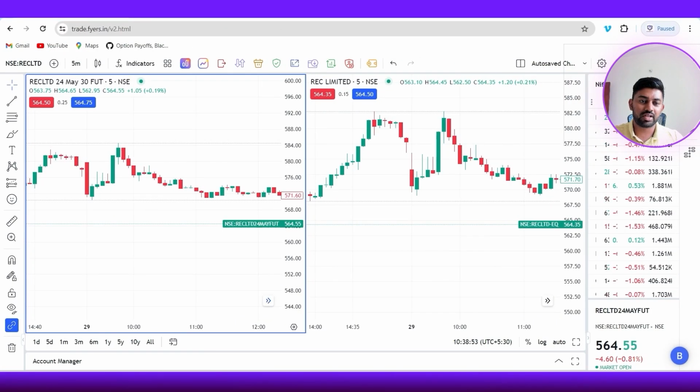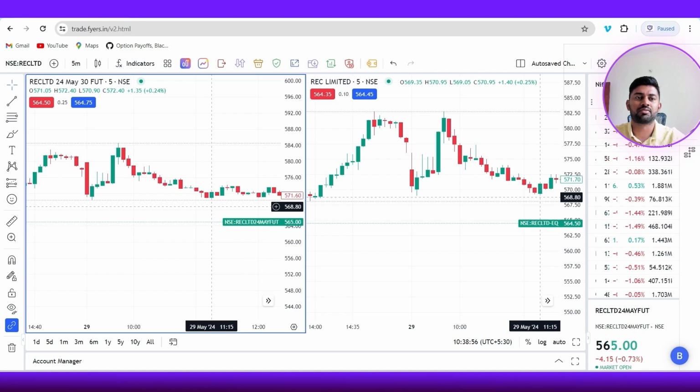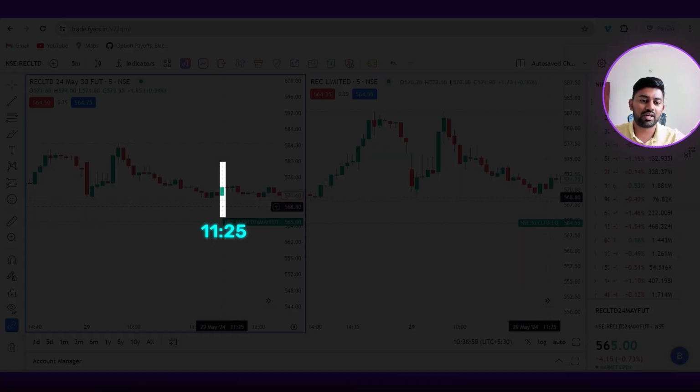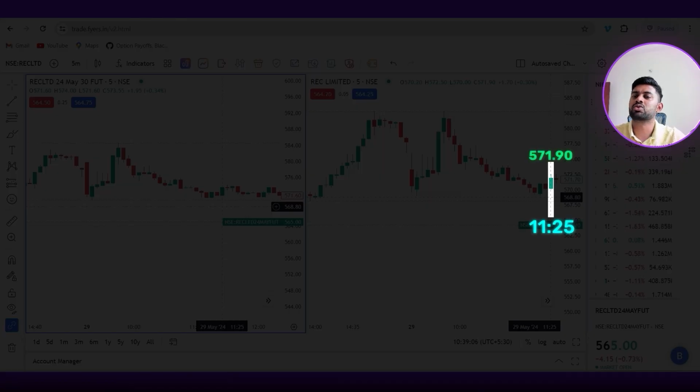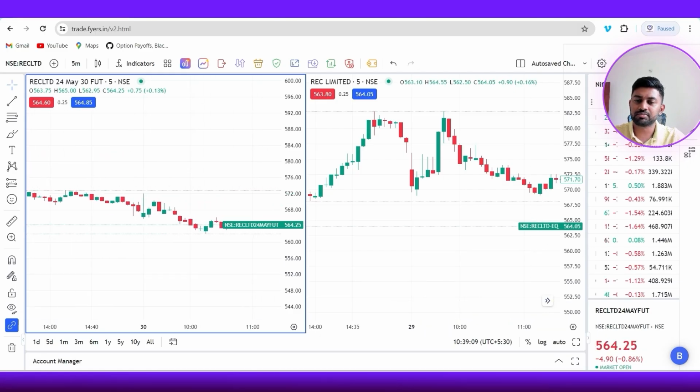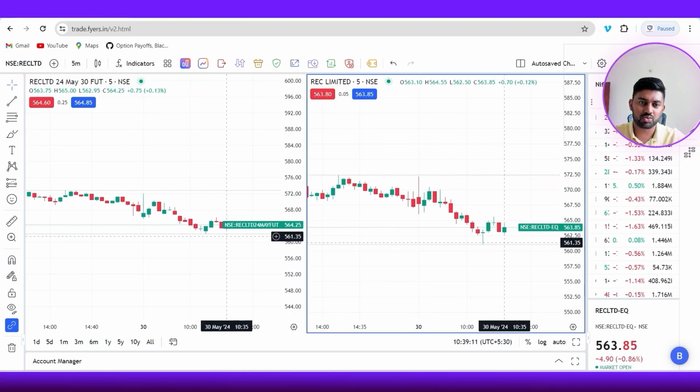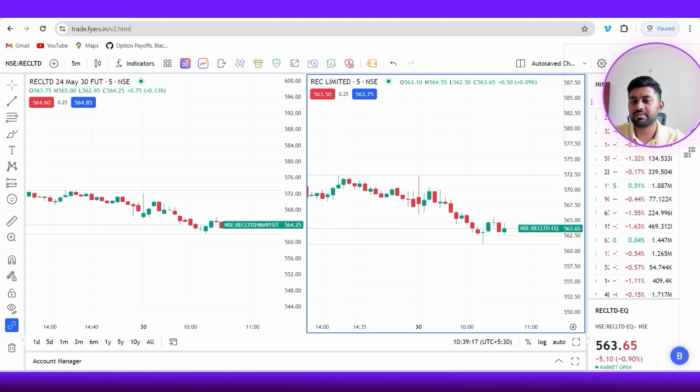Coming back, look at today's scenario. Yesterday, as I said, the difference was roughly 2 rupees. You can see at any given point here at 11:25, the close was 573.55, and here in equity, it was 571.90. So the difference was close to 2 rupees. Now, if we come to today, since it's close to expiry, look at the difference. It is 564.25, 563.85 or 65, right? So the difference is hardly 40 or 50 paisa. And as we approach close to 3:30, this 40 or 50 paisa difference will also narrow down to maybe 10 paisa or 5, and we will be able to exit.